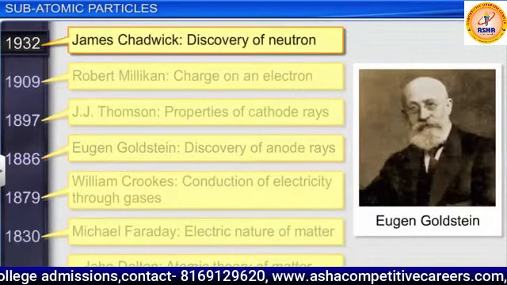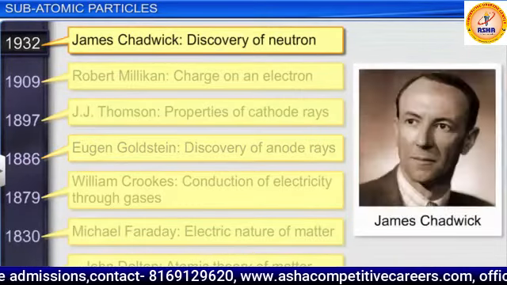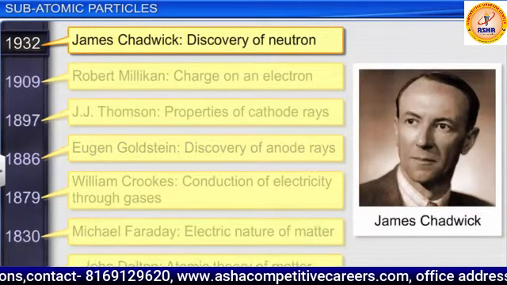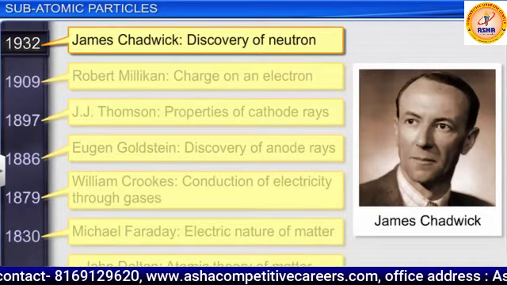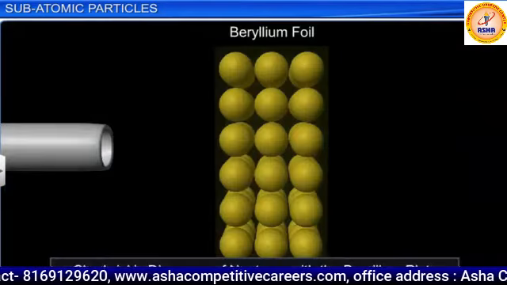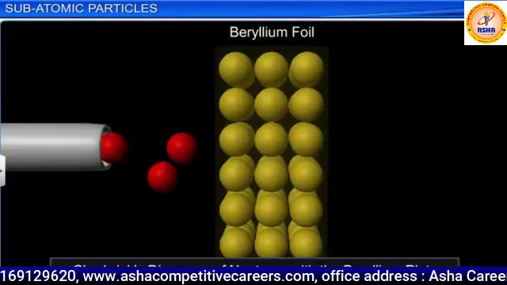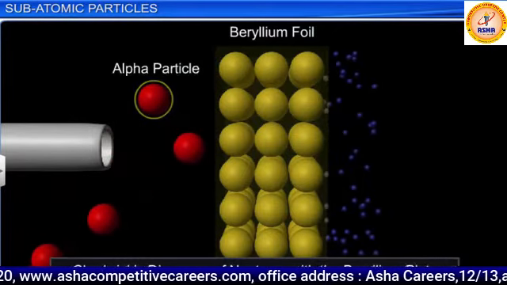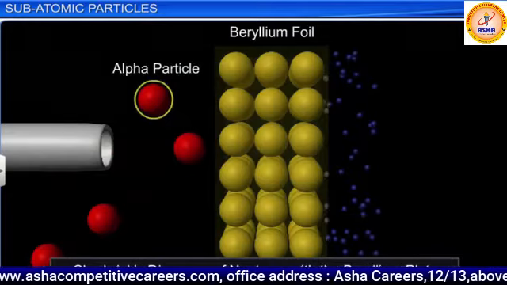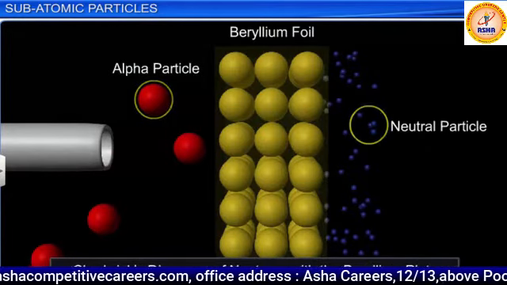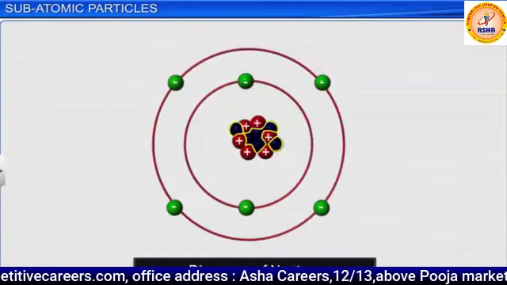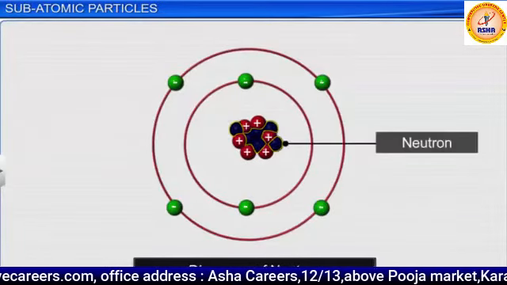Later in 1932, James Chadwick proved the presence of these heavy, neutral particles through a series of scattering experiments. In one of his experiments, on bombarding a beryllium plate with alpha particles, Chadwick observed the emission of a neutral particle whose mass was equivalent to that of a proton. He named this particle neutron.